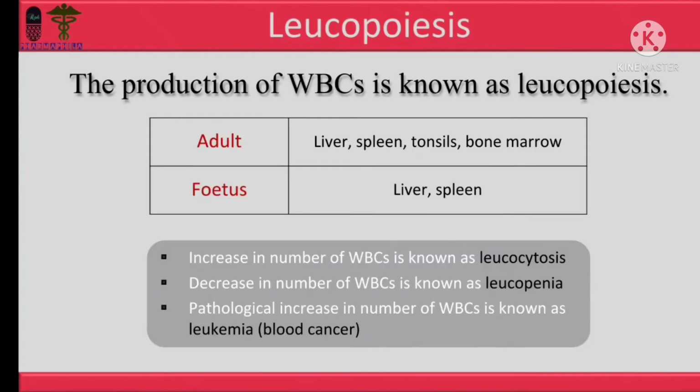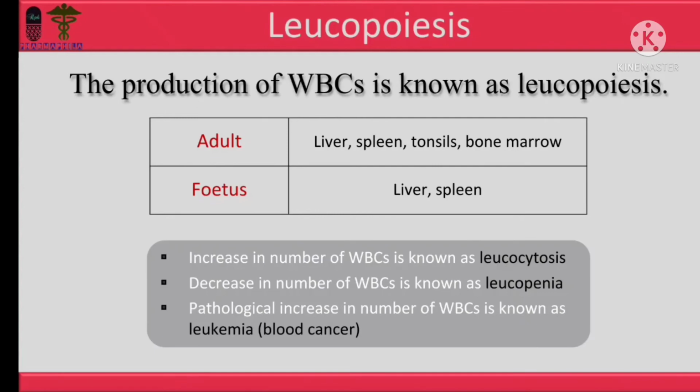Now, leucopoiesis. Leucopoiesis is the production of the WBC. Leuco means WBC. Increase in the number of WBC is known as cytosis. So what is the meaning of cytosis? When you see this cytosis anywhere, that means there is an elevation or increase in the cell count. And when you see the word penia, that means there is a decrease in any cellular count. So the decrease in the number of the WBC is known as leukopenia, and the pathological increase in the number of WBC is known as leukemia. Leukemia is another name for blood cancer.